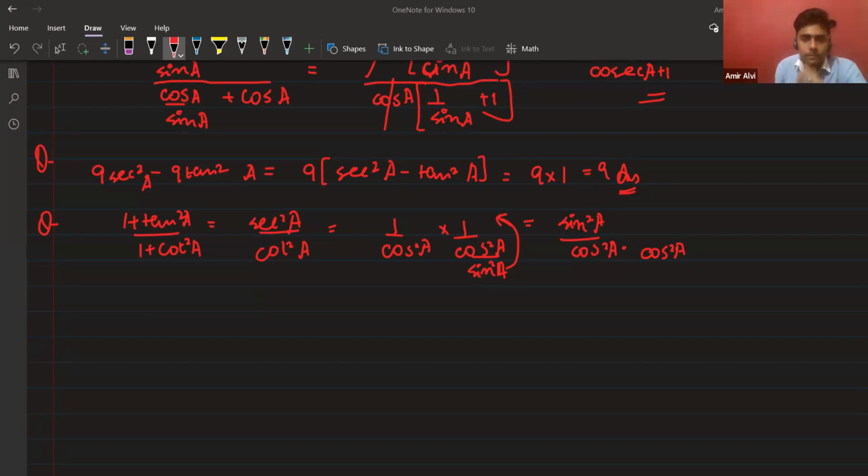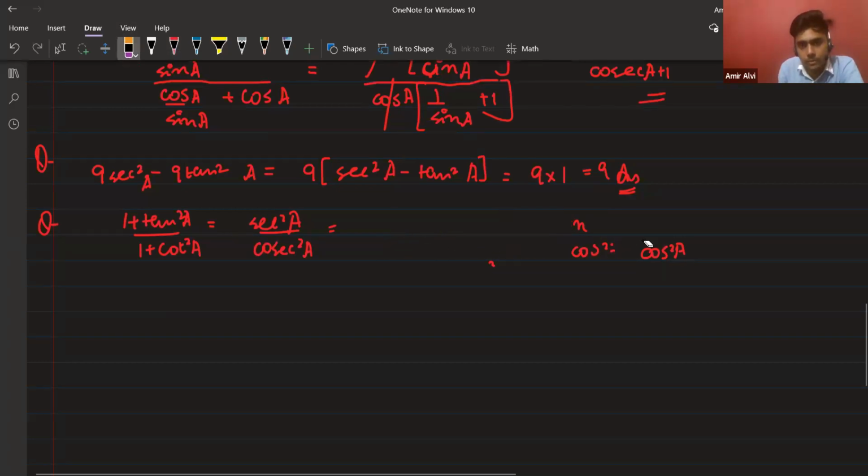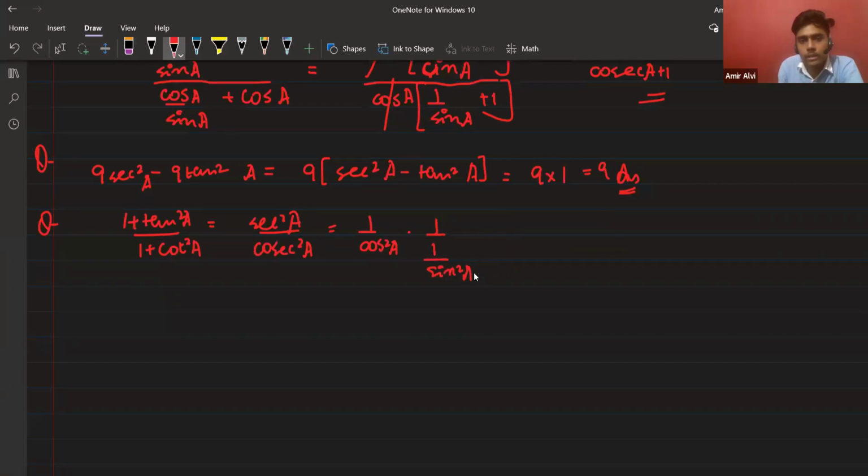Just a second. Oh, sorry, it's my bad. It's cosec square. 1 plus cot square A would be the reverse of sine. So one by cos square A into 1 upon 1 by sin square A. Yes or no? Sin square.